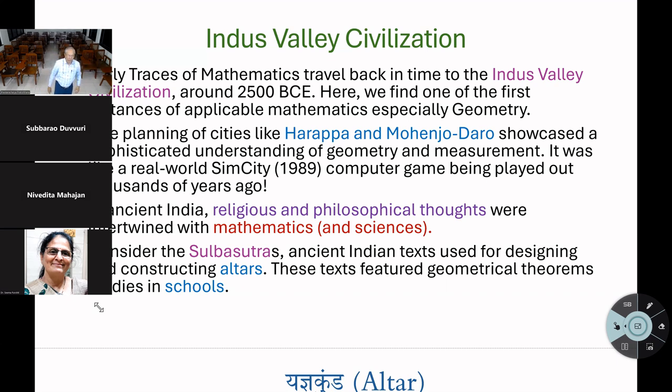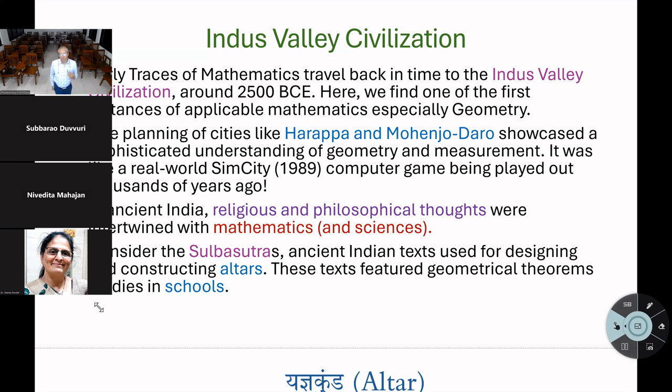Just as we have a measuring tape nowadays, which is marked, in those times we did not have a marked tape like that, but we could use a cord. So these cords were used for geometry and for various constructions, meaning construction of buildings and so on. And in the religious aspect, we had construction of altars, Yajna Kunda. These constructions used various geometrical theorems, and these theorems which we nowadays study in schools actually came from the time of Bodhayana at least.